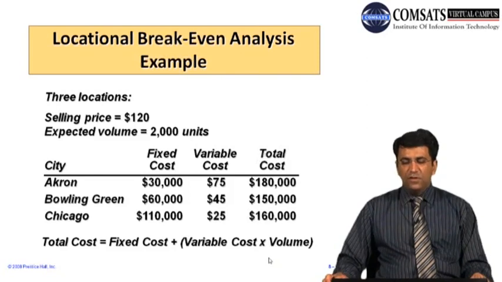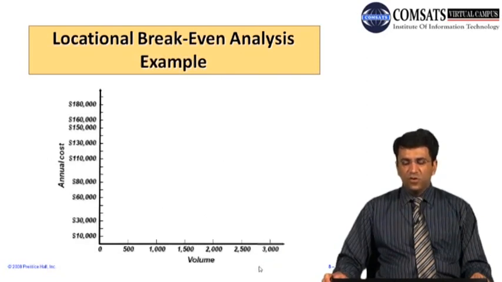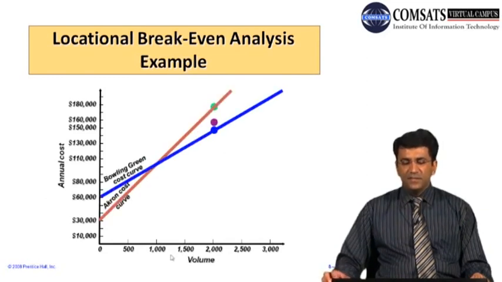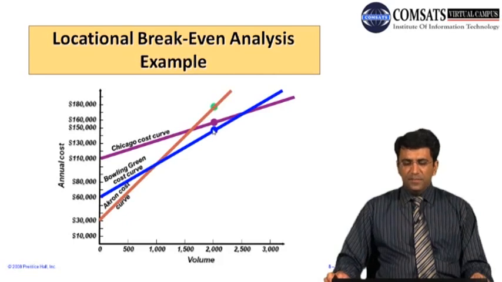Now students, we will have to plot this total cost in a graph by taking the volume on the x-axis and the total cost on the y-axis. The total cost for the three different locations can be plotted in the form of straight lines in this graph. You can see, students, these are the particular points which are denoted by the different colored dots for the different locations.